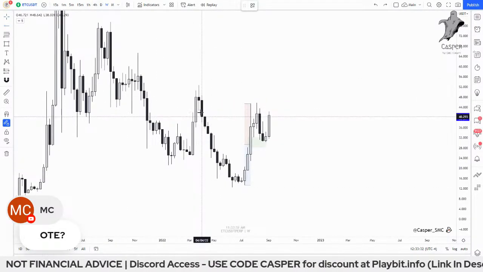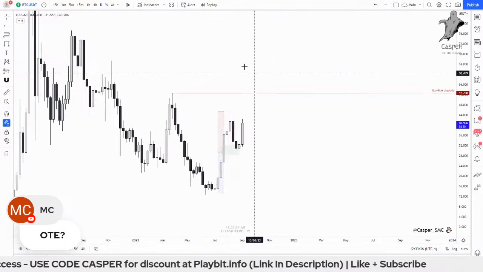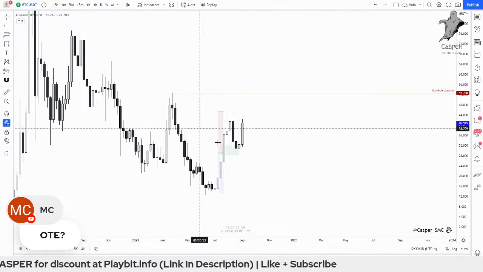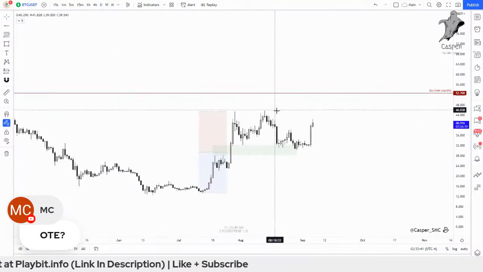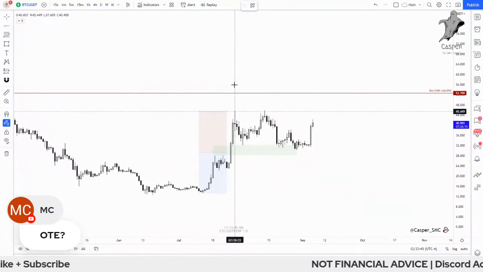So now if we're looking at, this is going to be the next area of buy side liquidity on a weekly chart that I would look at. On the daily chart, we've got these highs. It seems like it was already swept.